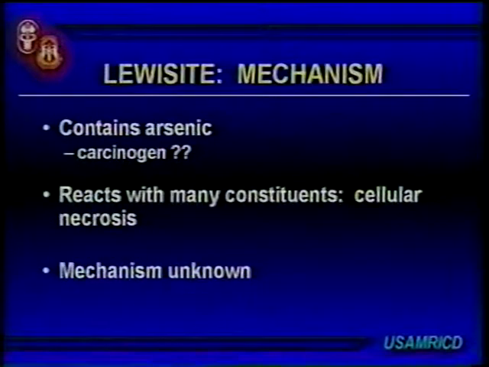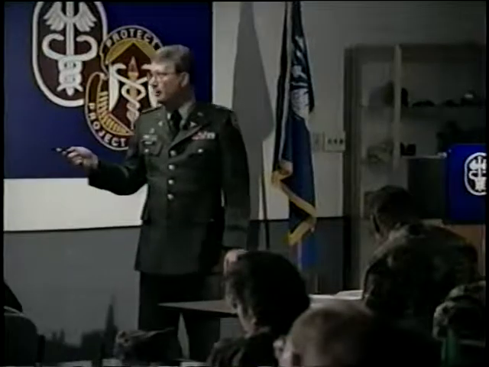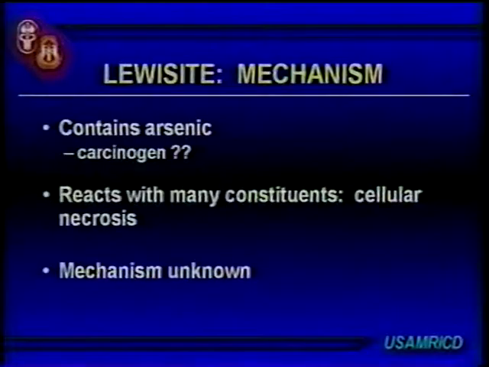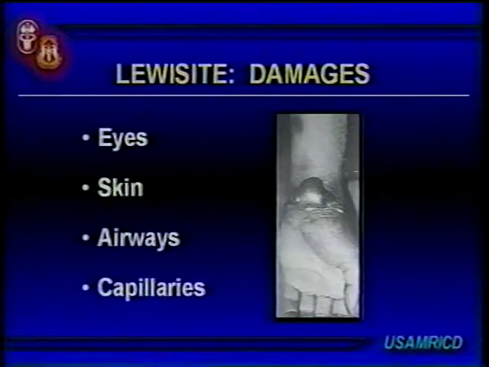Is Lewisite carcinogenic? Arsenic is in the molecule Lewisite. We don't know that Lewisite is carcinogenic, but we know that arsenic is certainly a carcinogen. The exact mechanism of action of Lewisite is unknown, but the primary pulmonary lesion in Lewisite is like that of mustard. It is necrosis to the bronchial epithelium. But the exact mechanism is unknown. Eyes, airways, skin, just like mustard, are primary epithelial targets.